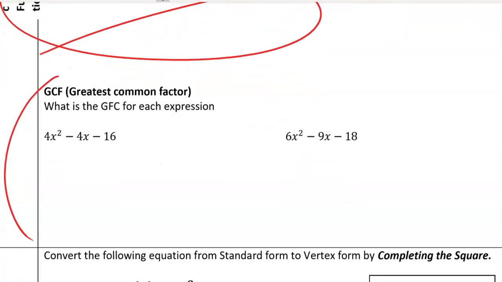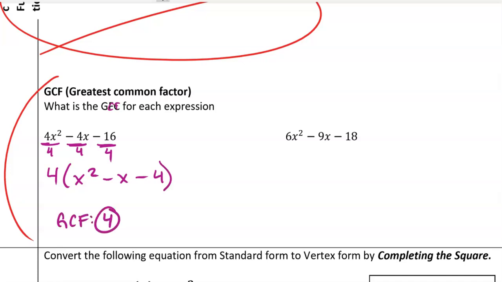It says greatest common factor. What is the GCF for each expression? So what is the greatest common factor of both of these? Well, here we have 4, negative 4, and negative 16. What number are these all divisible by? Yes, they're all divisible by 2. What's the greatest number? It's going to be 4. So if we were to factor out a 4, it means we're dividing everything by 4. And we'd be left with x squared minus x minus 4. So the GCF here is 4.